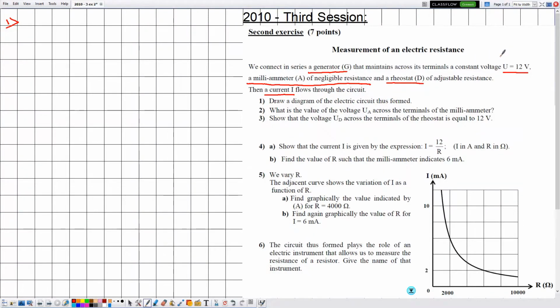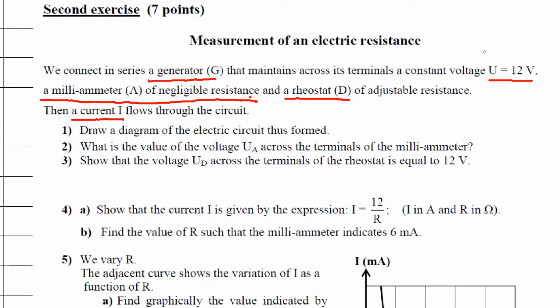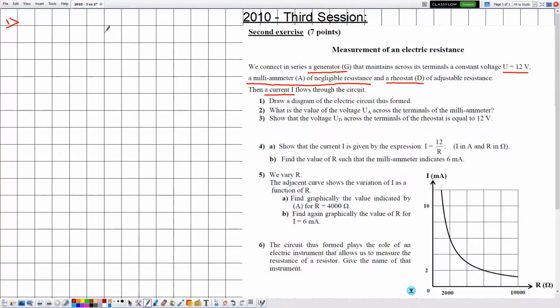This electric circuit consists of three electric components: the generator, the ammeter, and the rheostat. So this is the generator G. Here we have the ammeter A, and here we have the rheostat. The rheostat is a resistor of adjustable resistance. Now this is the symbol of the resistance, which is denoted by D. Because it is of adjustable resistance, the symbol is given by this. And the electric current I is flowing in the circuit because it is a closed circuit. Then this is it for part 1.